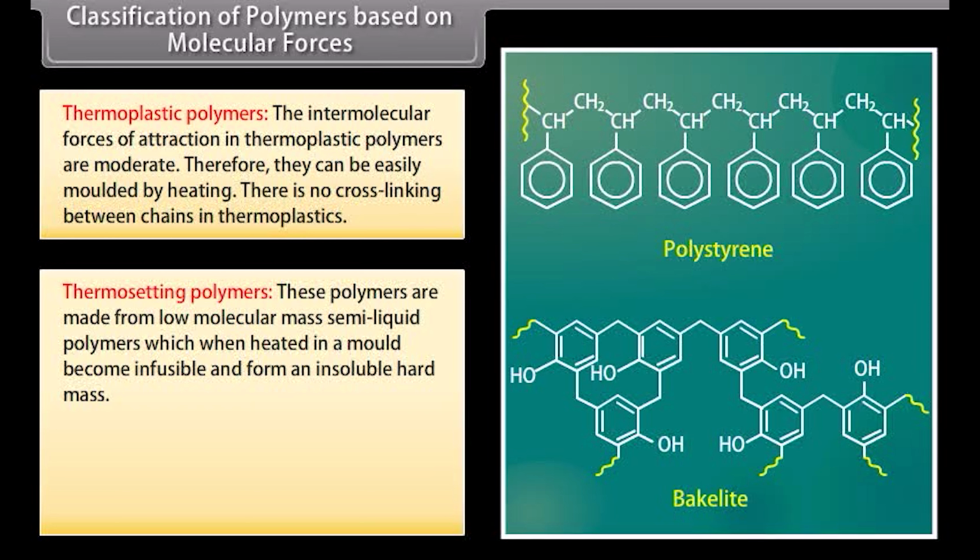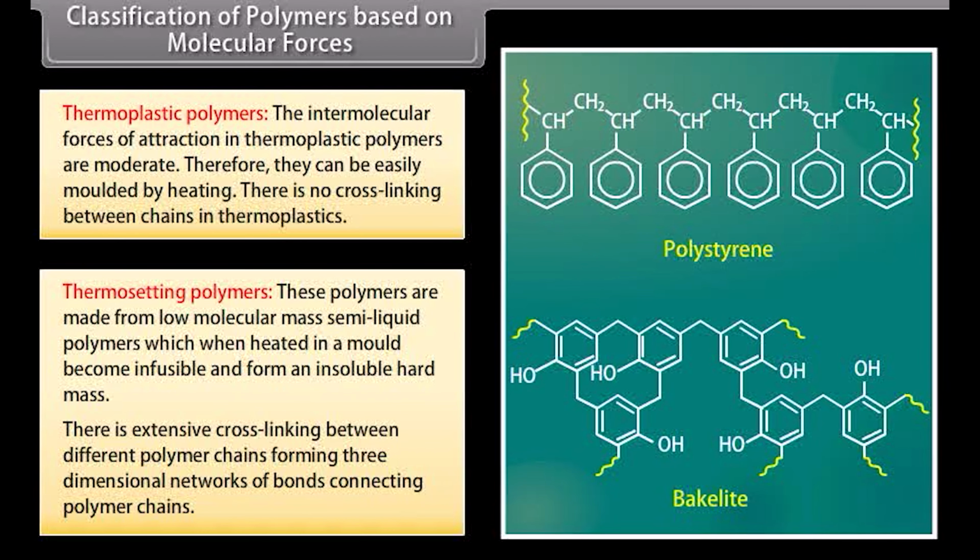Thermosetting polymers. These polymers are made from low molecular mass semi-liquid polymers, which when heated in a mold become infusible and form an insoluble hard mass. There is extensive cross-linking between different polymer chains, forming three-dimensional networks of bonds connecting polymer chains. For example, bakelite.